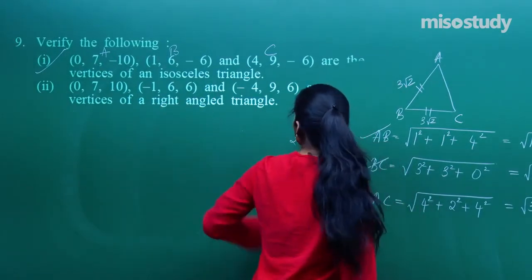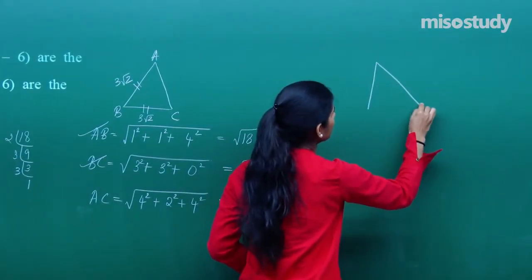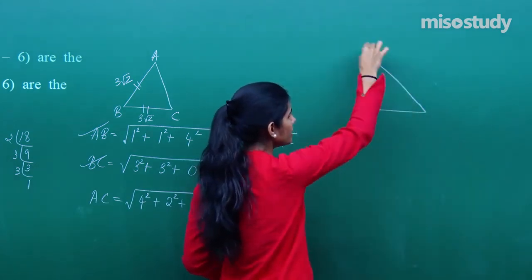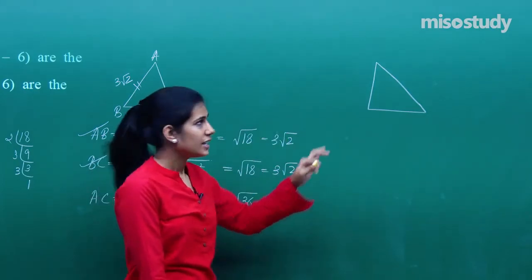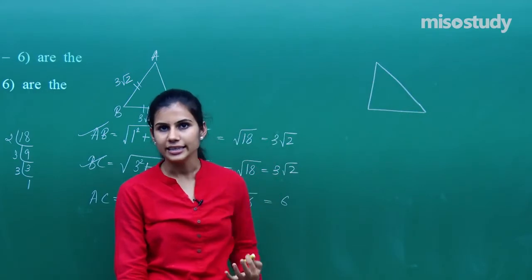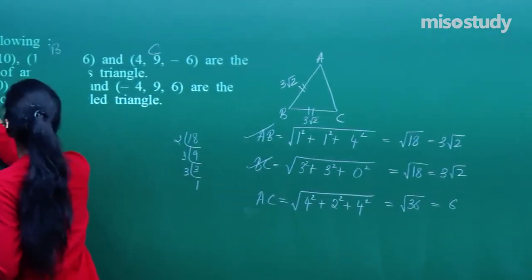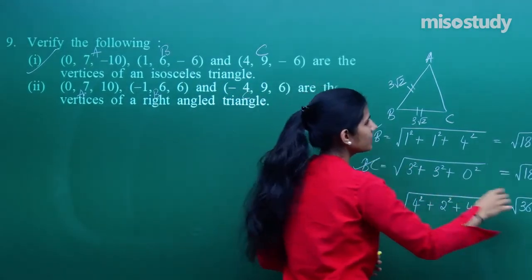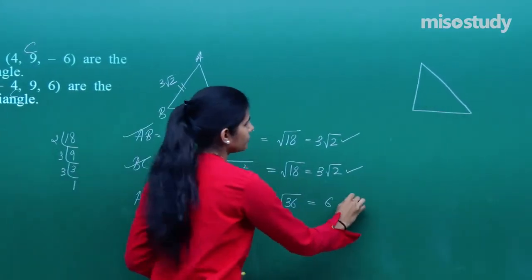Next I have a different set of vertices. Are they vertices of a right angled triangle or not? For these to be vertices of a right angled triangle, I should be getting hypotenuse square equals base square plus perpendicular square. But wherever A, B, C are placed, I will have to calculate AB, BC and AC again. If you calculate AB with this as A, this as B and this as C, you will see that AB again comes out to be 3 root 2, BC again comes out to be 3 root 2 and AC comes out to be 6 again.